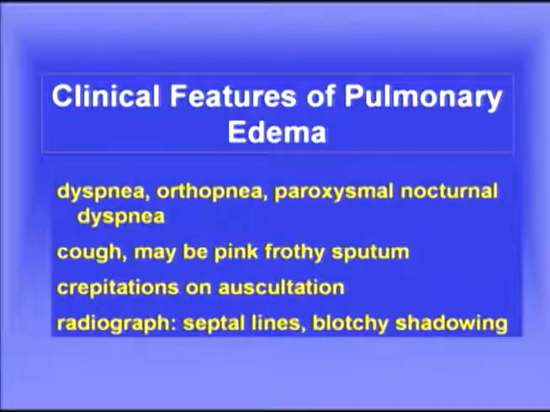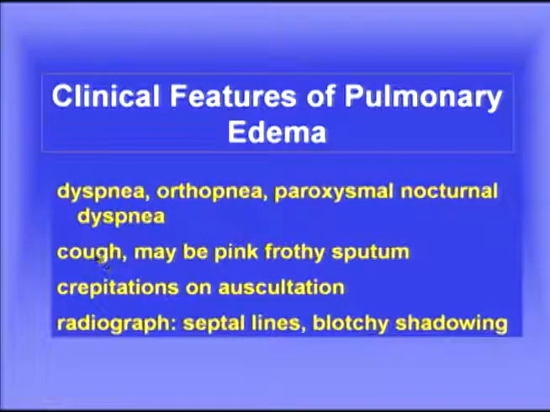Now let's move on and talk about the clinical features of pulmonary edema, and one of the most important features is dyspnea, shortness of breath. All patients with pulmonary edema are short of breath. They also have orthopnea, in other words, when they lie supine, the shortness of breath is greater, and they may develop what's called paroxysmal nocturnal dyspnea, where they wake up in the night feeling desperately short of breath, and that's probably because fluid collects in the lung as they slip down from their pillows.